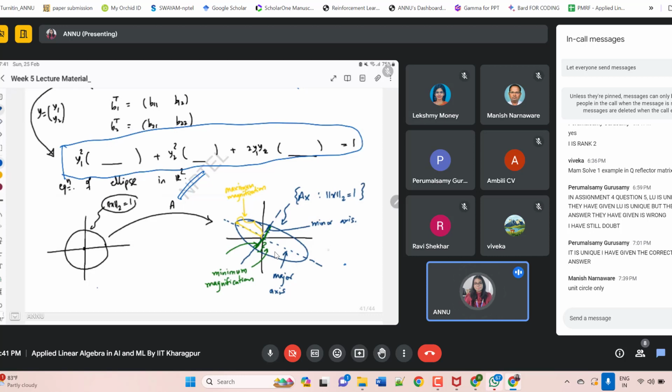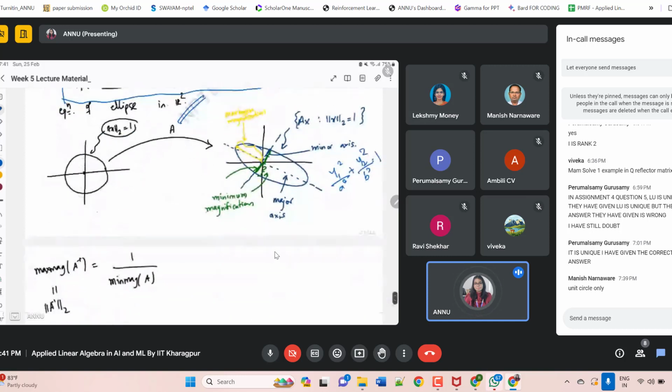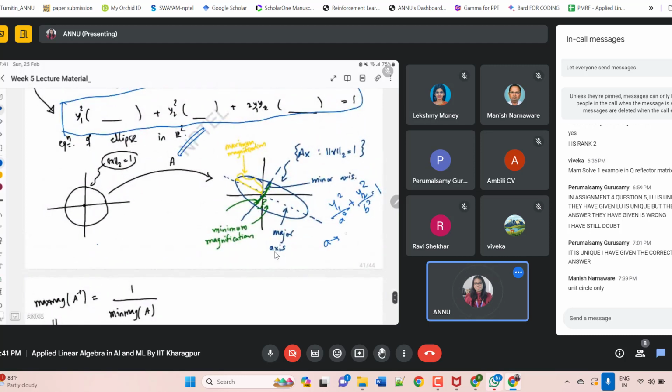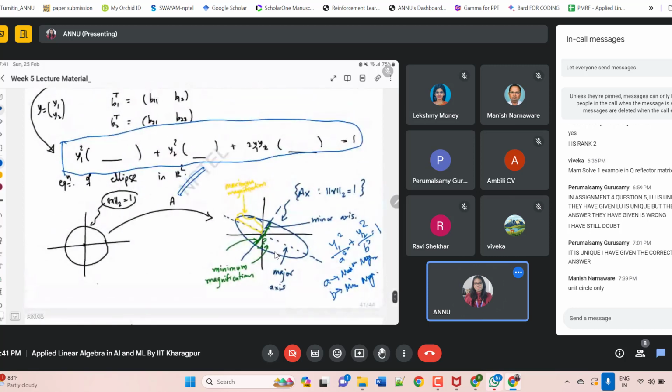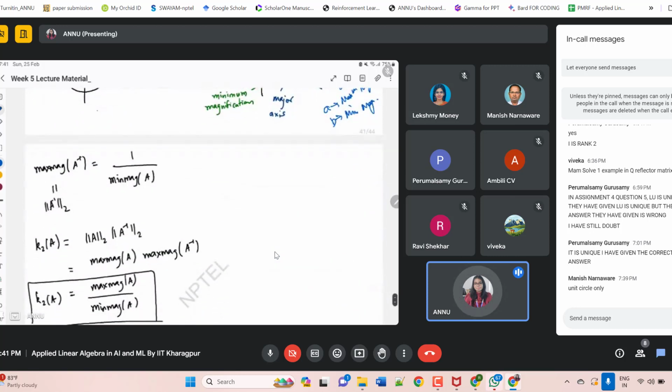So you might know y1 squared over a squared plus y2 squared over b squared is equal to 1. This is the equation of the ellipse. A is the maximum magnification, b is the minimum magnification.